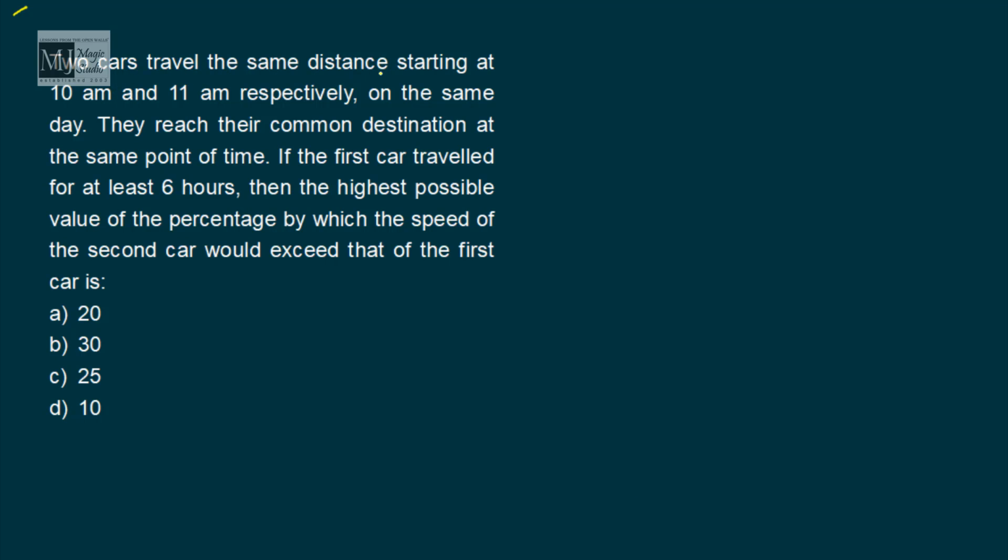Two cars travel the same distance starting at 10 a.m. and 11 a.m. respectively, on the same day, and they reach their common destination at the same point of time. If the first car had traveled at least 6 hours, let us suppose the first car has traveled at least 6 hours, then the second car must have traveled 5 hours, isn't it? If the speed of the first one is A and the speed of the second is B, then we can say 6A is equal to 5B.